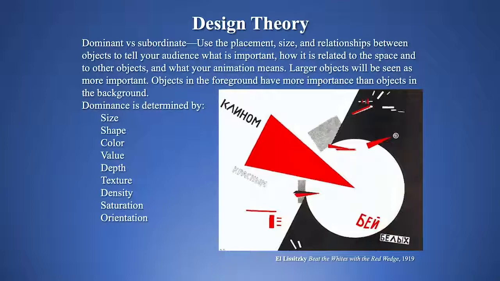Depth, texture, density, saturation, once again that red is very saturated. Orientation, the fact that things have been turned on an angle makes them more obvious. This is El Lissitzky's Beat the Whites with the Red Wedge from 1919. The Russian Revolution, of course.